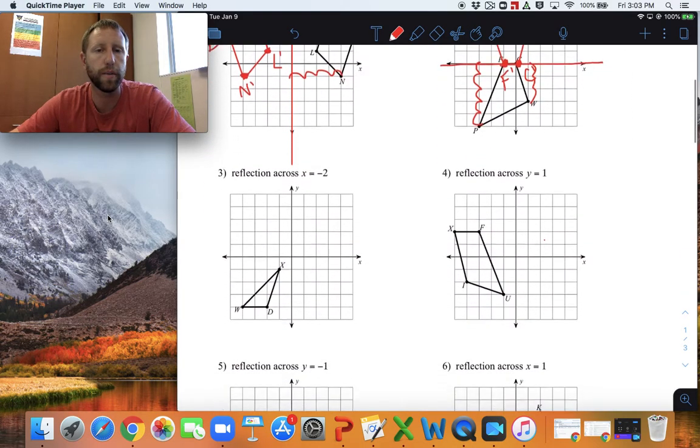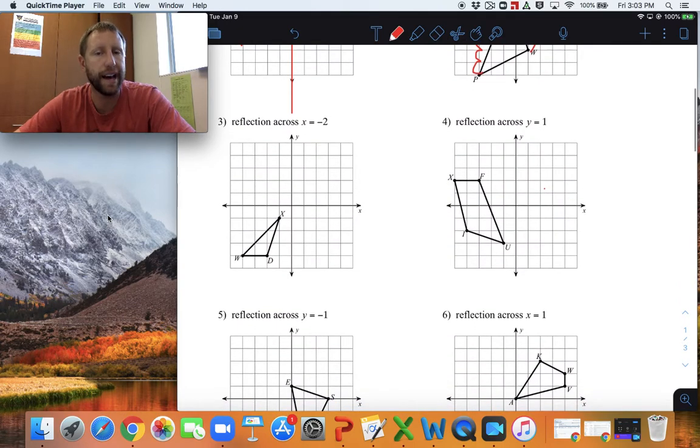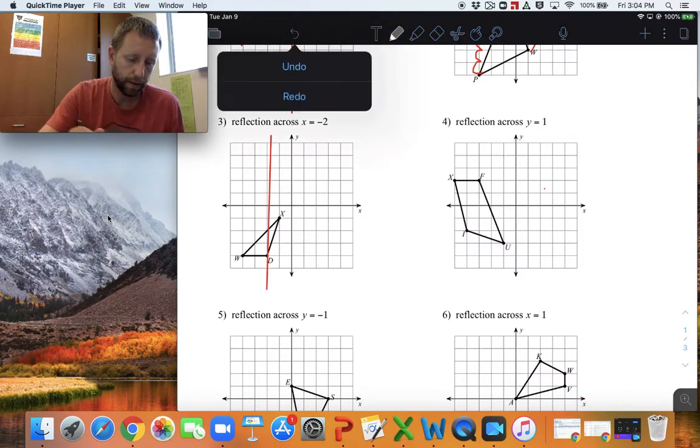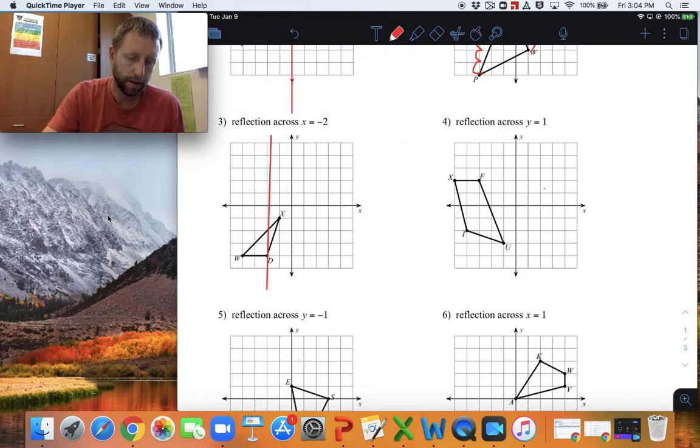All right, for number 3, it says reflection across x equals -2. So remember, that's going to be a vertical line. The equation is x equals a number, so it's going to be a vertical line at x equals -2. So on the x-axis, I go to -2, and that is where I draw my vertical line. That wasn't such a great line, so we're going to try that one again. There we go. x equals -2. That's a little bit better.